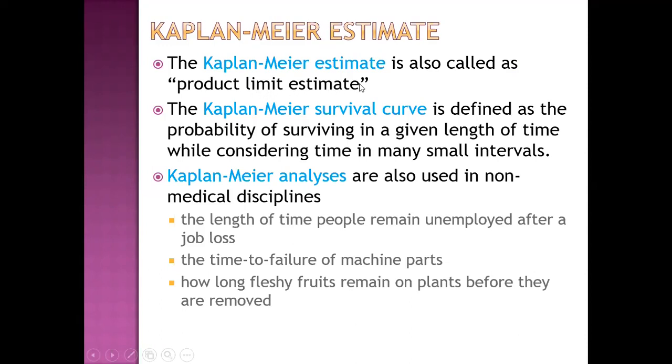The Kaplan Meier estimate is also known as product limit estimate, as we have seen in my previous slide. The Kaplan Meier survival curve is defined as the probability of surviving in a given length of time while considering time in many small intervals. And Kaplan Meier analysis is also used in non-medical disciplines. For example, length of time people remain unemployed after job loss. Another example is the time to failure of machine parts. Another is how long fleshy fruits remain on plants before they are removed.